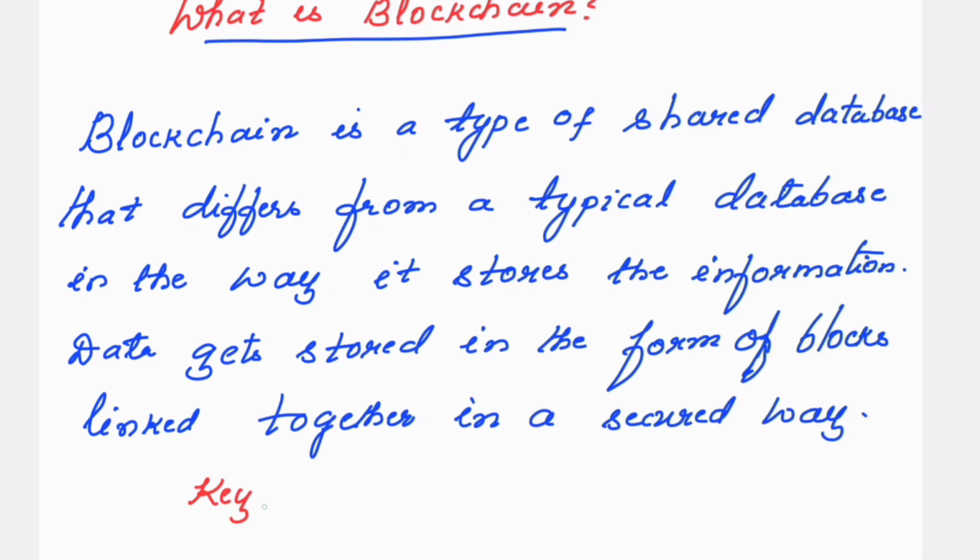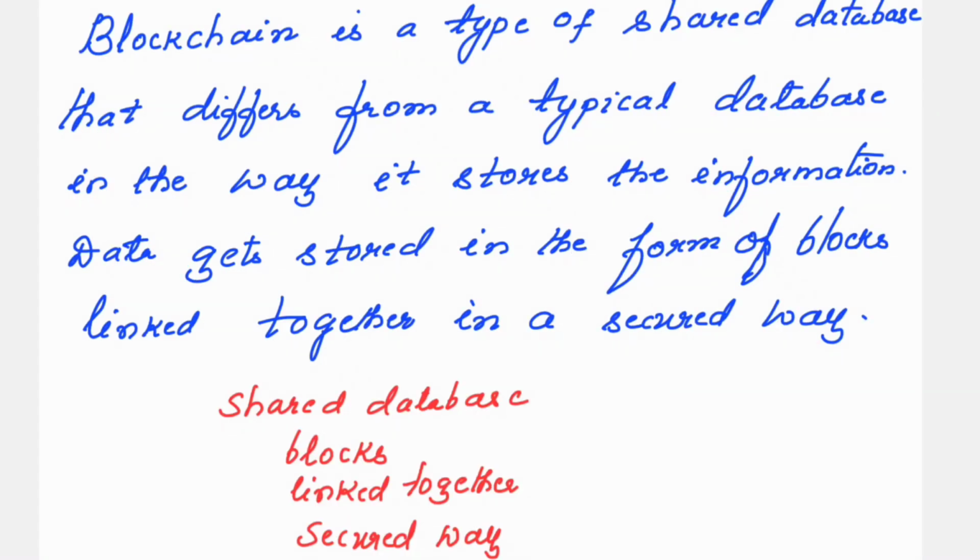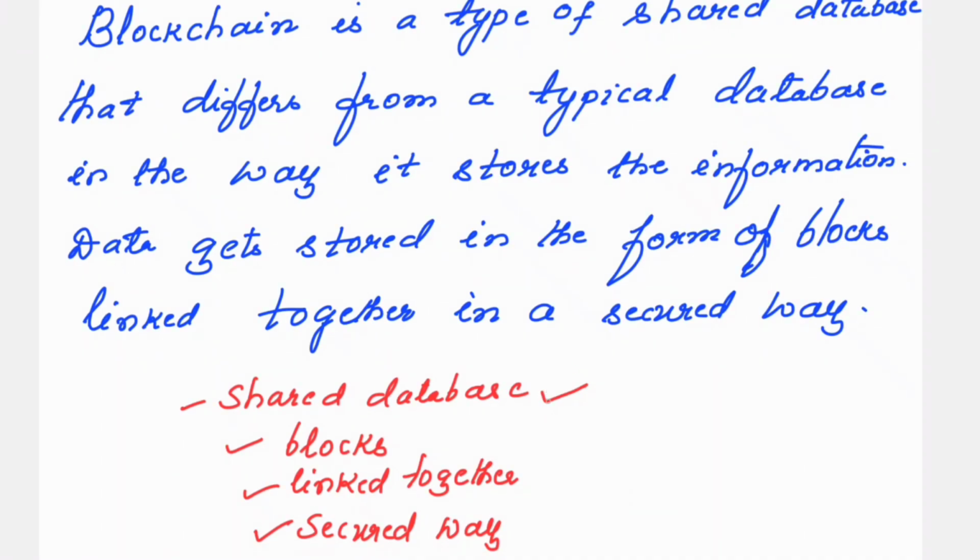Let me extract a few keywords from this definition. So I have extracted here 4 keywords from this definition. The first one is shared database, then blocks, linked together, and secured way. Once I give you the complete explanation on blockchain, definitely you will come to know that shared database is the type of the database for the blockchain.